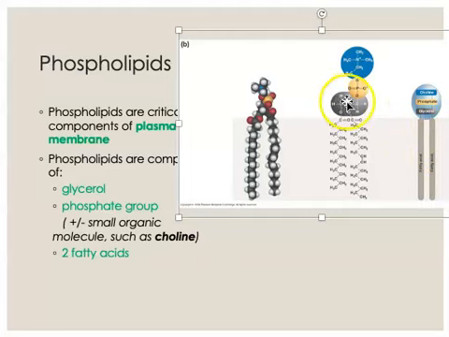The other difference is that there's a phosphate group attached to the glycerol. All phospholipids have a phosphate group. This particular phospholipid also has another molecule attached to the phosphate group. I don't want you to worry about this right now. It turns out that different types of phospholipid can have all kinds of accessory molecules attached, but all phospholipids have a glycerol, a phosphate, and 2 fatty acids.